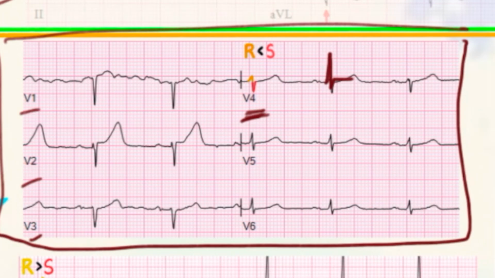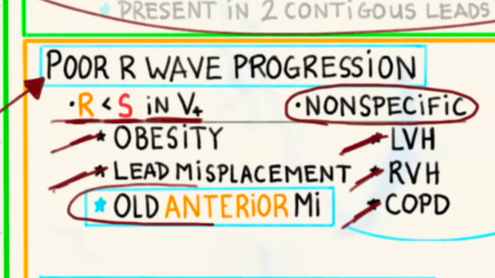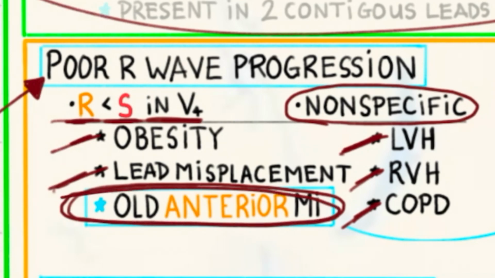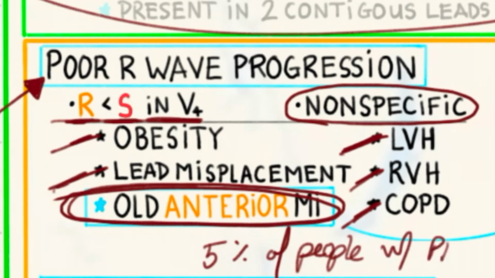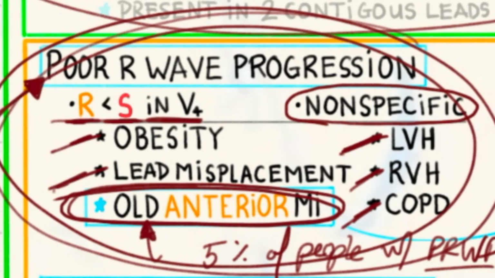That's how it's defined. This is a very non-specific finding. So many people have it. It can be caused by obesity, lead misplacement, LVH, RVH, COPD, and then it can be caused by an old anterior MI, and that's why we pay attention. But in my experience, that's quite rare, and I'd say 5% of people with poor R wave progression actually have had an old anterior MI. It might even be less. So poor R wave progression is a possible sign of old infarct. It's defined as R less than S in V4, and it's very nonspecific.